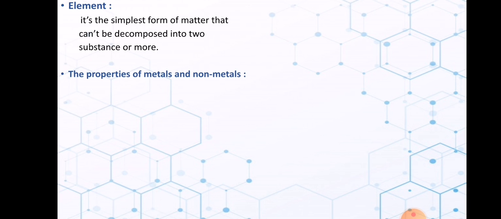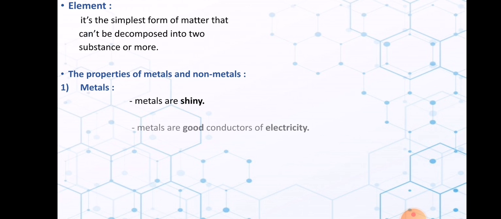Okay, let's move to the properties of metals and non-metals. Metallic elements have specific properties and non-metallic elements have other specific properties opposite to the metallic elements. Let's start with metals. Metals are shiny like gold. They have metallic luster. The meaning of metallic luster is that they are shiny. The second property for metals is that they are good conductors of electricity. So we make electric wire from copper because copper is a metal. That means metals are good conductors of electricity. Also, metals are good conductors of heat.